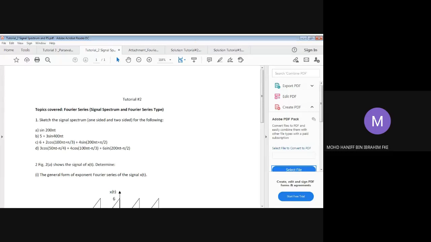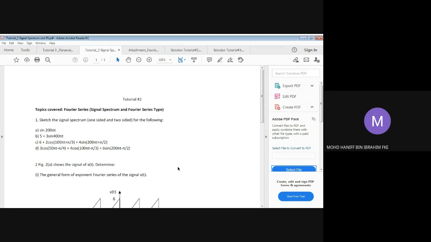Maybe you have tried to solve a few of the questions, so that you are getting ideas on the problems related to this Fourier series. Basically, tutorials 2 and 3 are covering the topics that we have learned in chapter 2. For your information, we have finished chapter 2 yesterday, and we're going to start our lectures on chapter 3 next week.